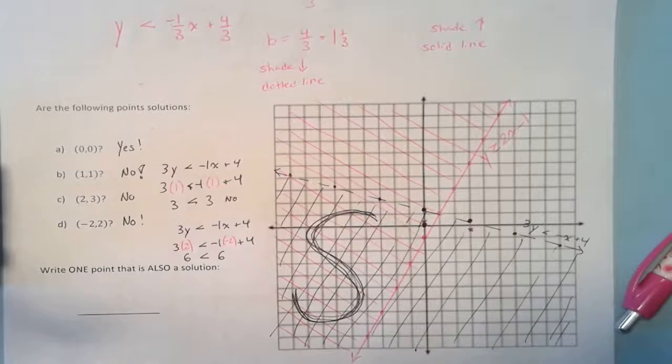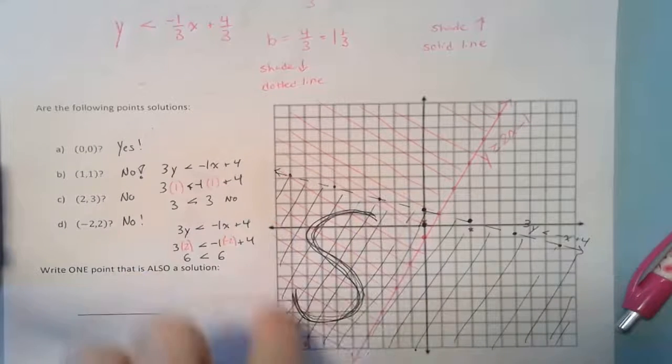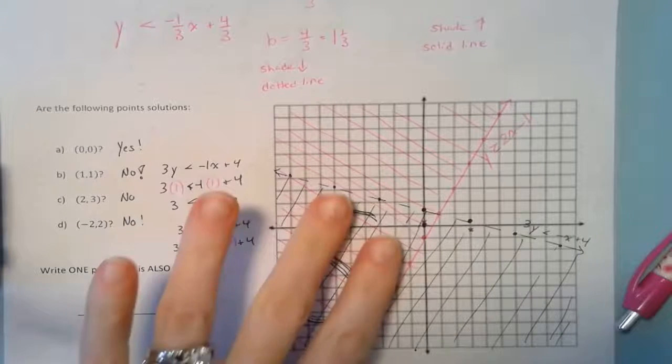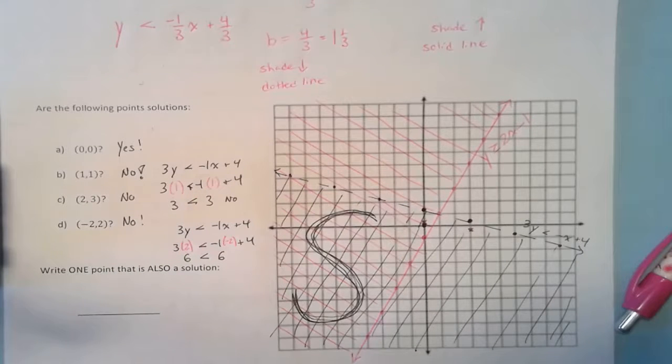And then it just asks you to write one point that is also a solution. So again, anything that's in this solution set area would be a solution that you could write down. So just pick one point and write it down, and we'll share them tomorrow when we get back to class.